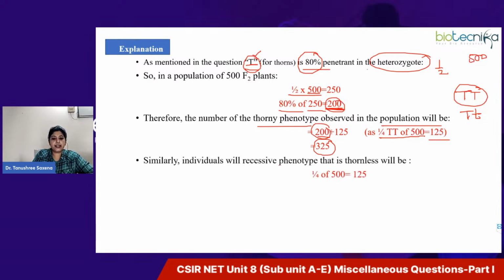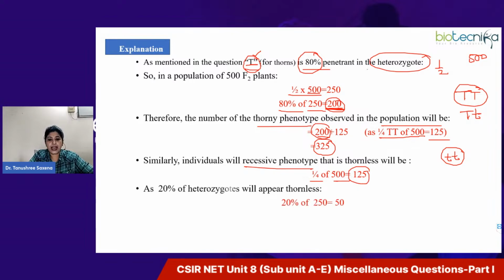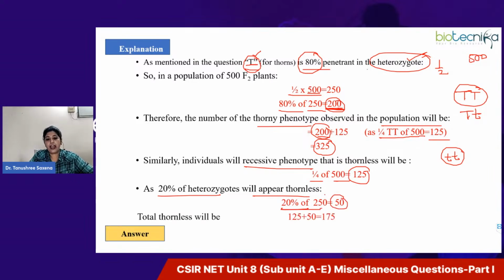But let's check for the recessive phenotype also. The recessive phenotype happens when you have a recessive allele in homozygous condition, right? So 1/4 of 500 is 125. So that means this much of the population is thornless. And it is also mentioned that 20% of heterozygotes will appear thornless. So 20% of heterozygotes, again 250, right? So 20% of 250 is 50 now, right? So when you add 125 and 50, you get 175. So that is this much of the population will be thornless.